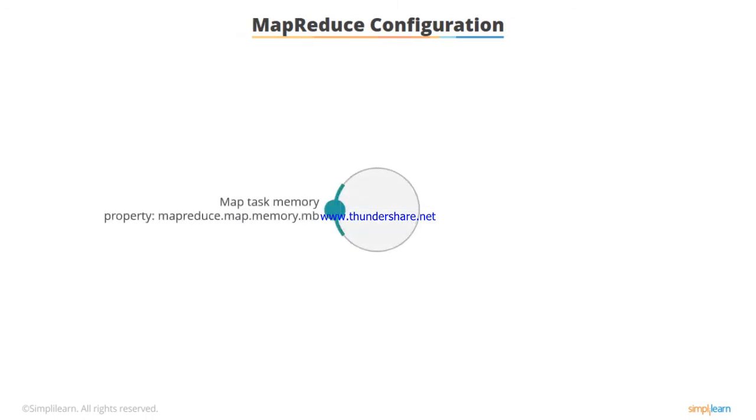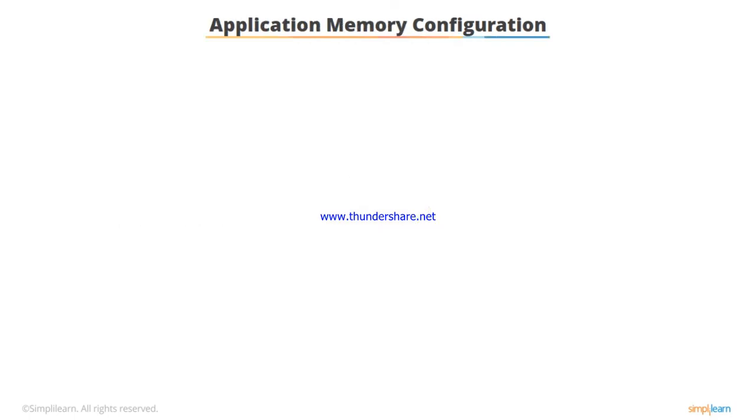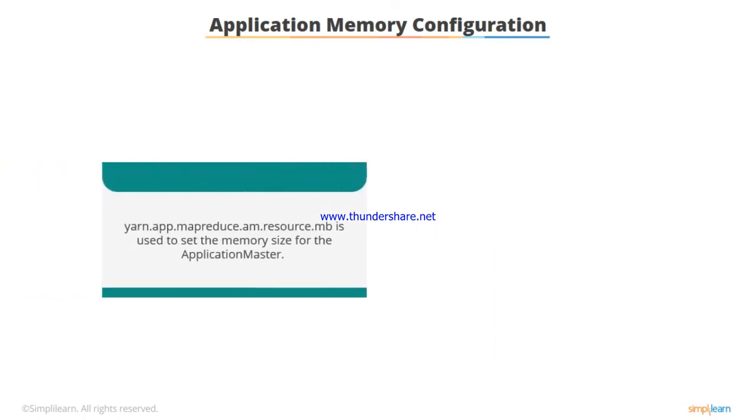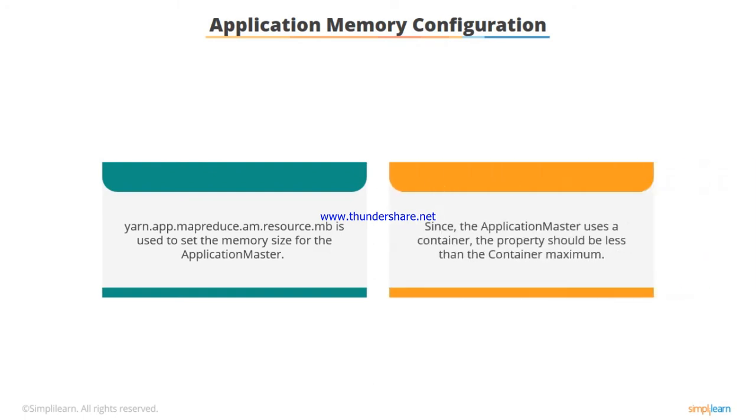The map task memory property is mapreduce.map.memory.mb, and the reduce task memory property is mapreduce.reduce.memory.mb. These tasks run within a container. Their value should be less than the maximum size of the container. The property yarn.app.mapreduce.am.resource.mb is used to set the memory size for the application master. Since the application master uses a container, the property should be less than the container maximum.